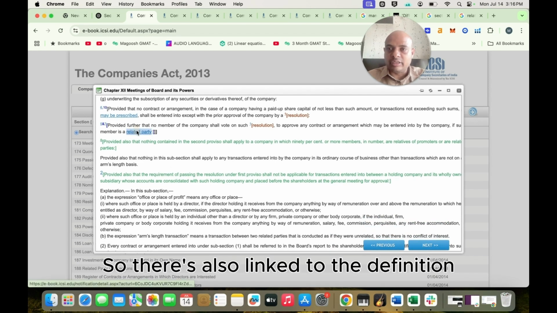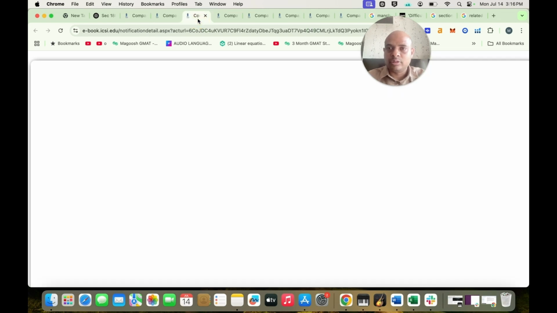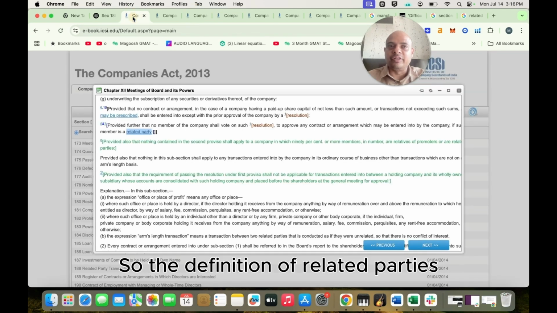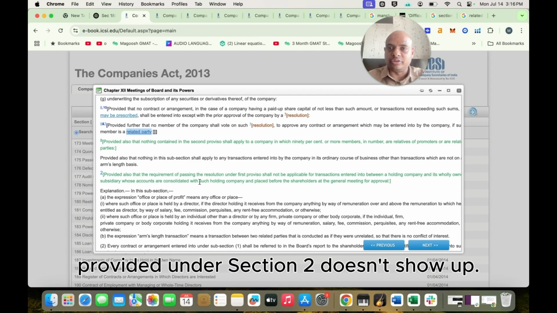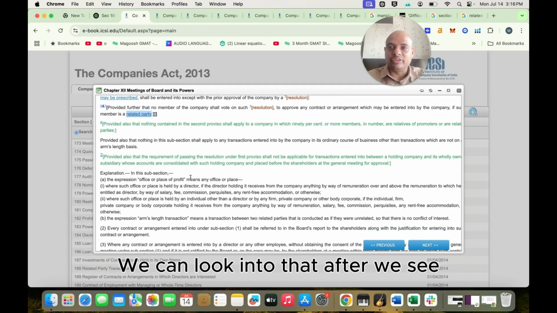So there's also a link to the definition of related parties, I assume. The definition of related parties provided under section 2 doesn't show up. We can look into that after we see 188.